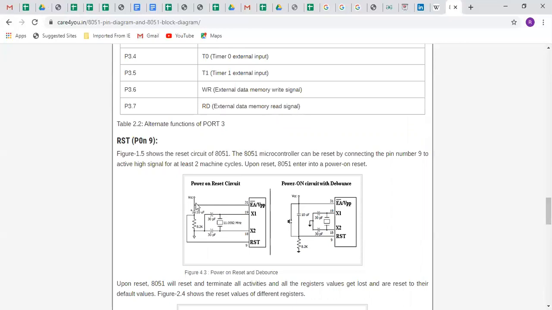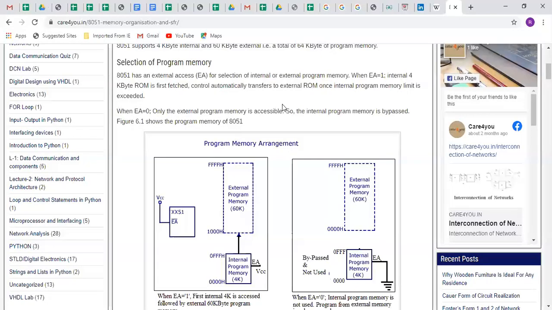When we press the switch, the processor will go to its default state. When we press this particular switch, we find that it is shorted to ground and the processor will be restarting to all the default values.